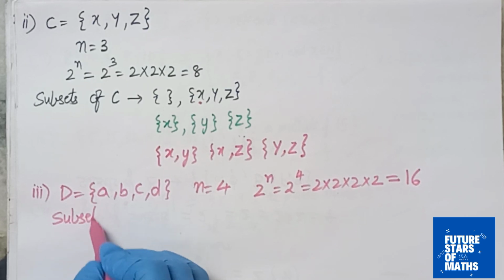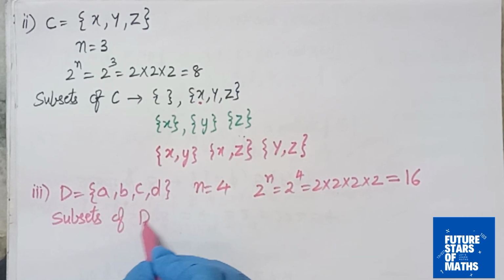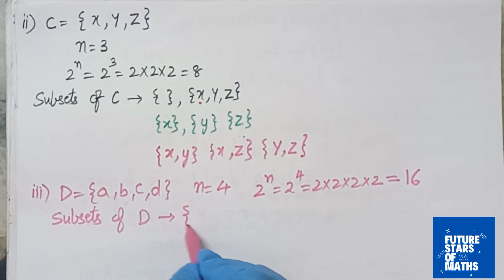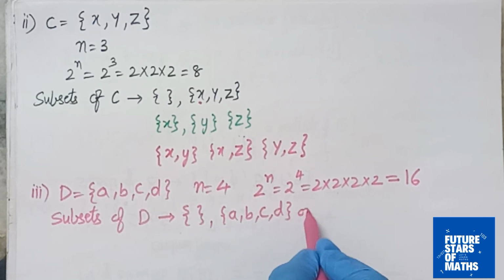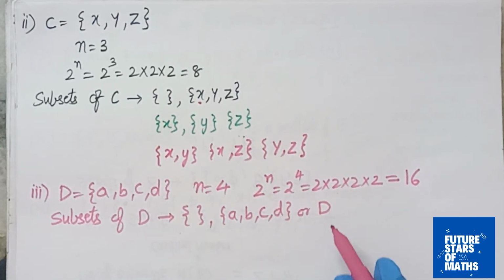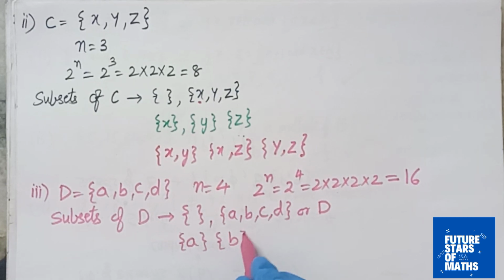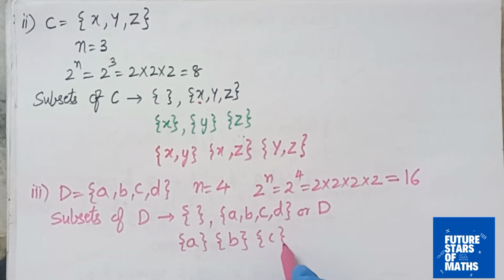Same procedure we will follow here. Subsets of D. First what we have to write? The null set. Then the set itself, {A, B, C, D}, or you can write D also. The name of the set or the set itself, anything you can write. Then we'll write the single elements separately in the first line: A, B, C, D.